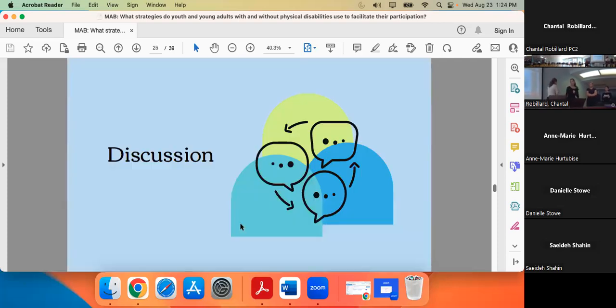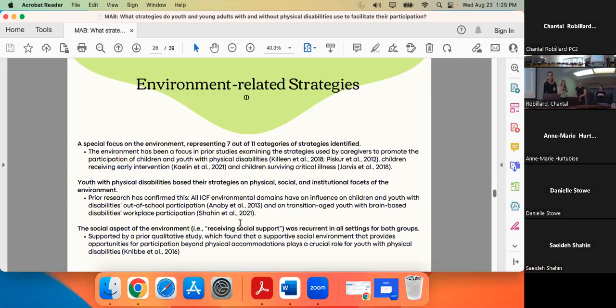So now let's discuss the findings. In terms of environment-related strategies, what we found is that youth placed a special focus on the environment. And as Liliane said, 7 out of 11 categories were related to the environment. And the environment has been a focus in prior studies, which examined the strategies used by caregivers to promote the participation of children and youth with physical disabilities, children receiving early intervention, and children surviving critical illness.